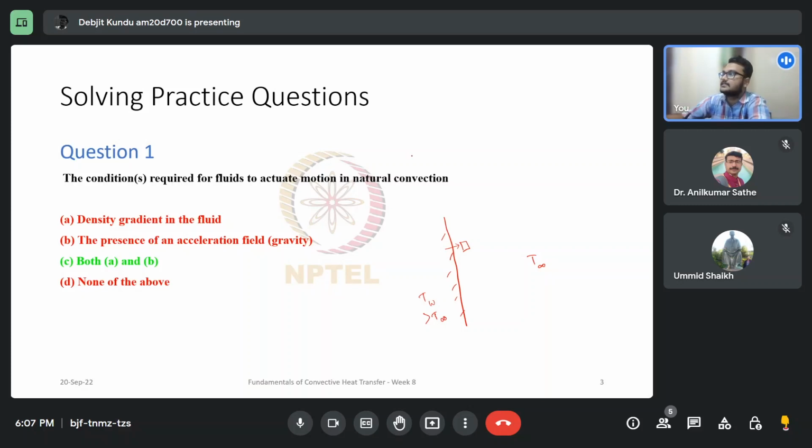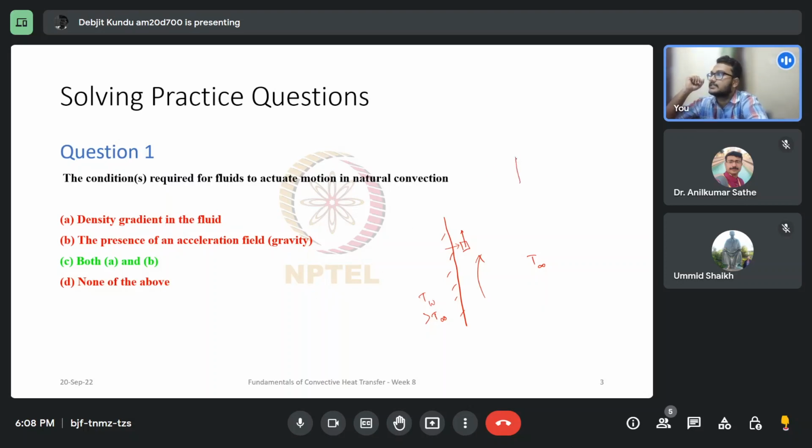Since this packet of fluid is now resting within another fluid which is denser than it, it's basically the same fluid, but if we assign different identities to it, it's a lighter fluid within a denser fluid. Now that would experience a buoyancy force in presence of gravity, and as a result this buoyancy force would act in this direction, and that would start actuating the fluid flow in this direction. So density gradient itself is not enough. The presence of an acceleration field is also required.